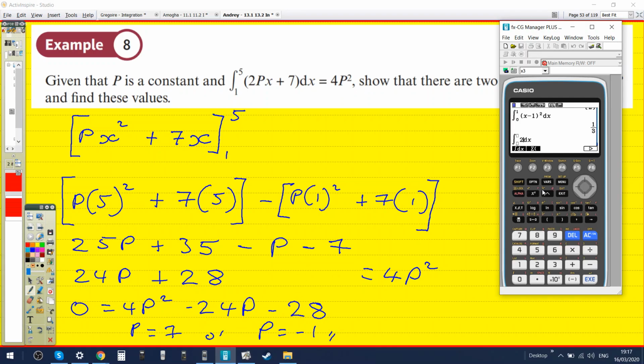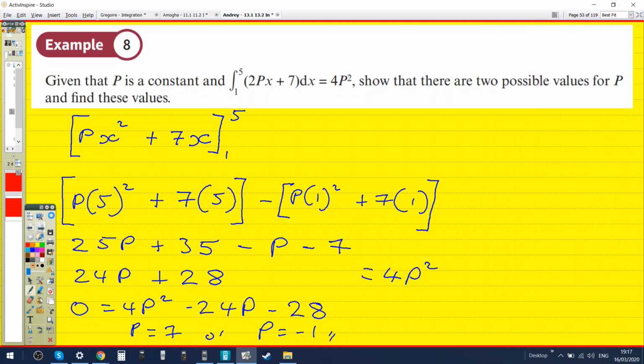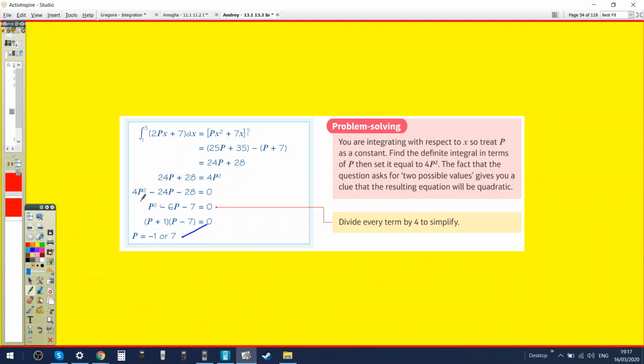I don't think this will work. No, it won't work. They took steps to make sure. Minus 1 or 7. Any questions there? That's very good.